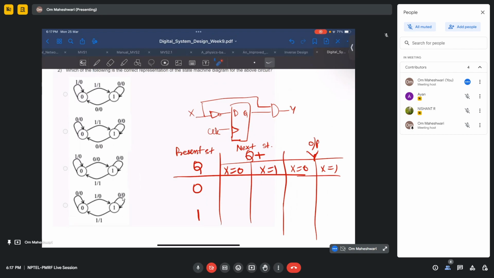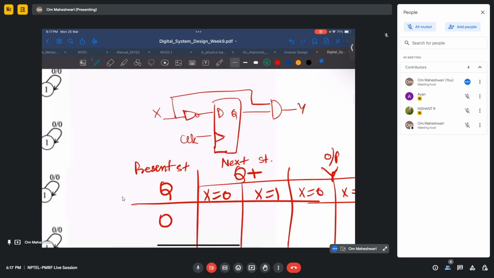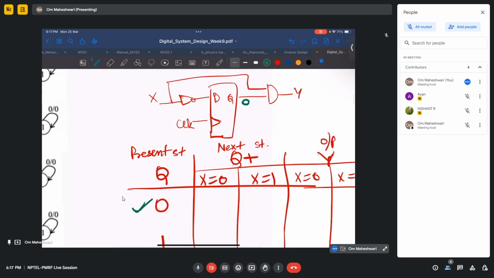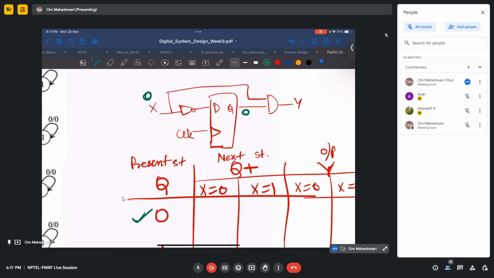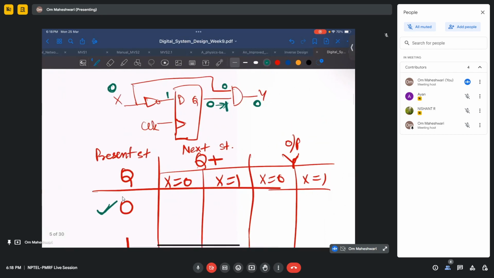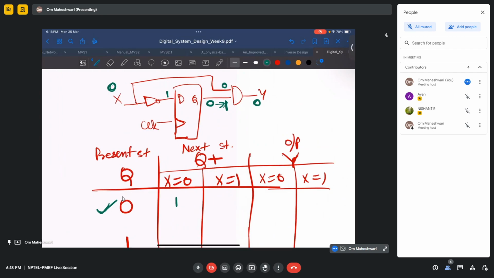Let me take some other color. Presently Q is 0, right? We are starting from here. Now if X equals 0, what will happen here? This will become 1, then Q in the next state will be 1. And if X is 0, here it will be 0, so the output will be 0. So when X is 0, our next state will be 1 and our output will be 0. Is there any doubt why I have written 1 and 0 here?